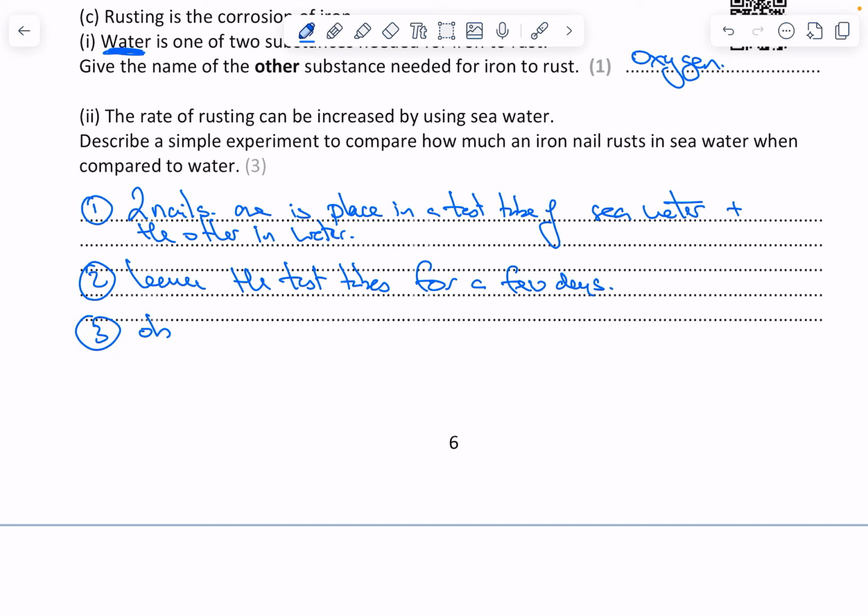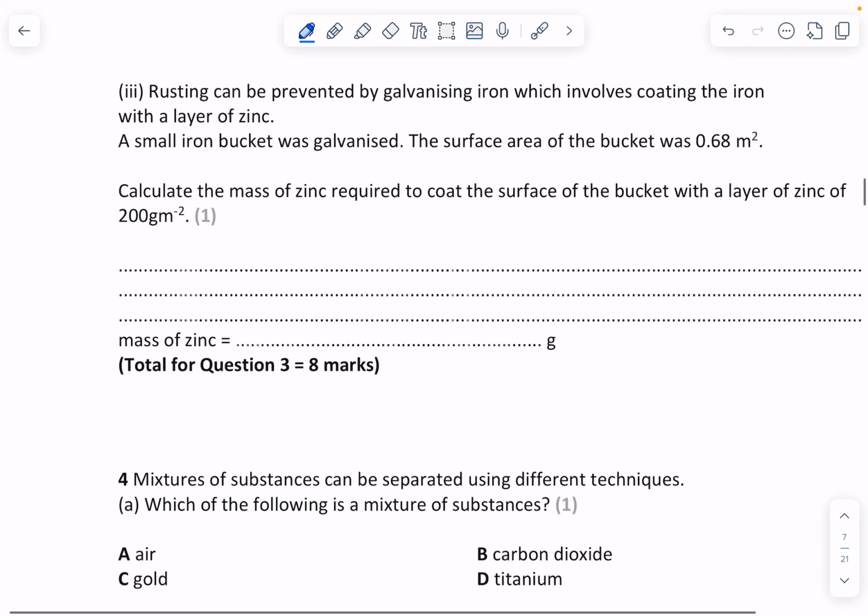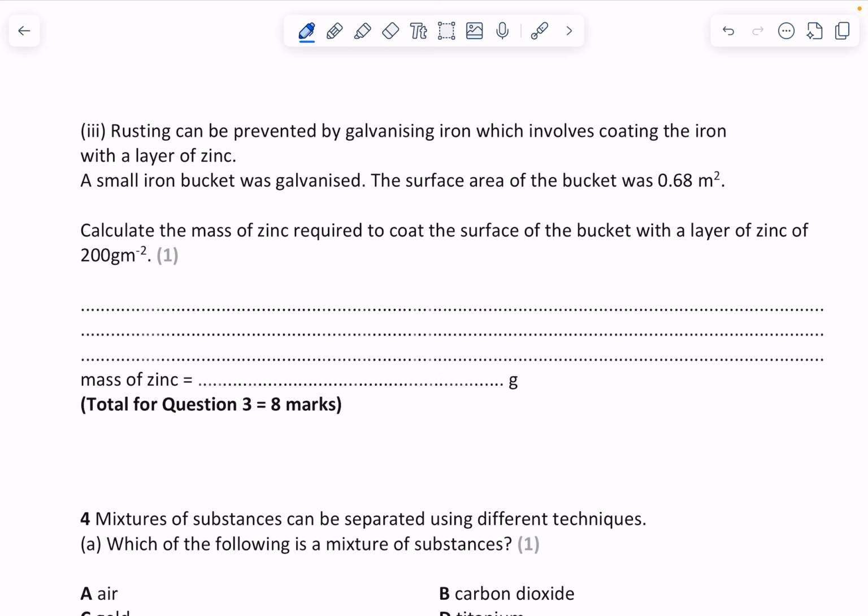And then what you would do is you would observe the nails after this period of time. And you're looking for any signs of rusting. Observe nails after time, and we'll put there compare appearance, because one of them will have rusted far more quickly. Okay, carrying on. Rusting can be prevented by galvanizing, which involves coating it with zinc.